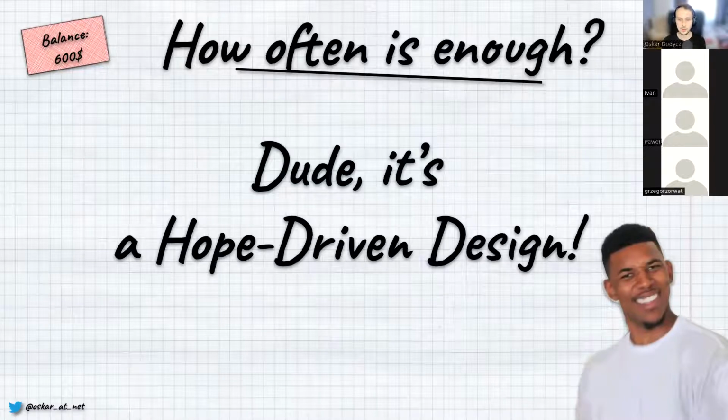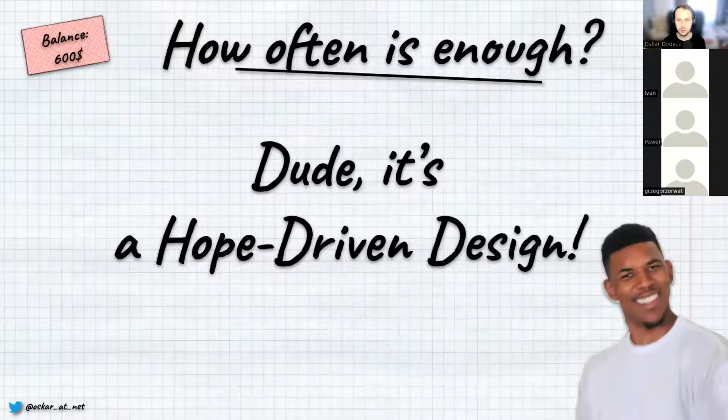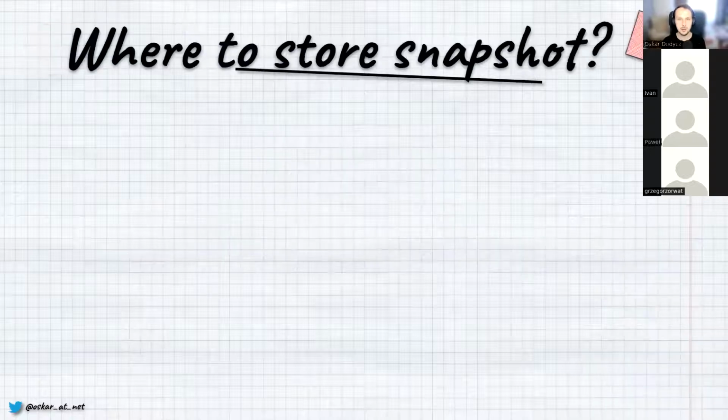Why is it hope-driven design? Because we hope that we will be right. Like, for example, every 10 minutes. And every 10 minutes can work totally fine for almost the whole year. But if we get Black Friday and then we have a peak of the traffic, or, for example, why do we say that 10 events is fine? Like, why? How can we measure that? Maybe we can, but most of the time it's just guessing.